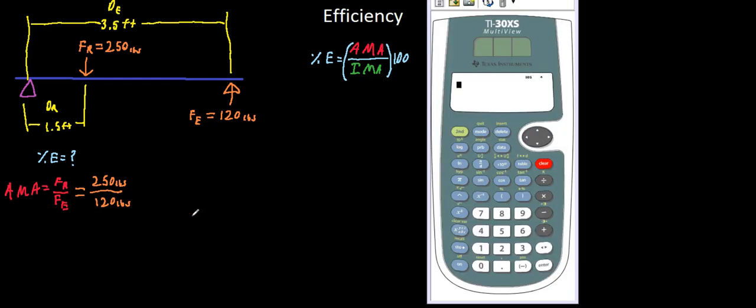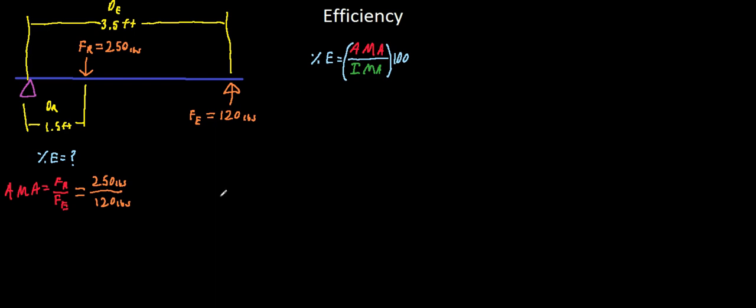To figure out what our mechanical advantage is, we'll type this into our handy-dandy calculator. Let's say 250 divided by 120. And we get a mechanical advantage of 2.083 repeating. Then we'll cross out pounds, and we'll say 2.08, rounding down to keep it simple. And then we'll solve for our IMA. Our IMA equation, of course, is IMA equals DE divided by DR.